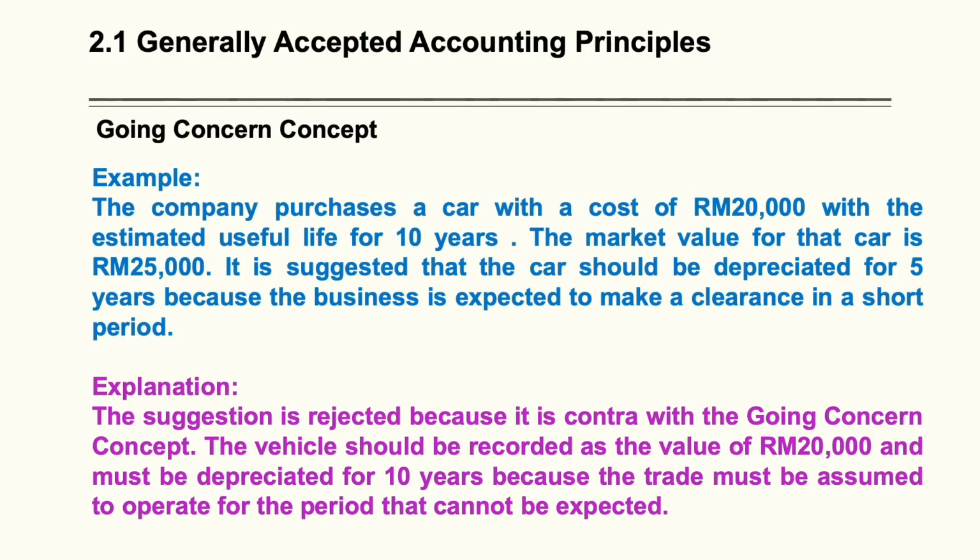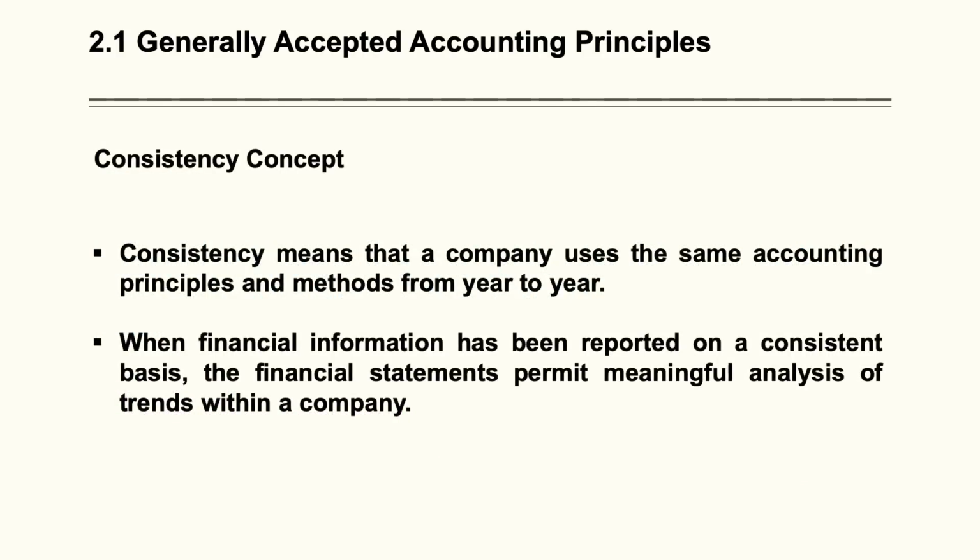So the vehicle should be recorded at a value of RM 20,000 and must be depreciated for 10 years, because the trade must be assumed to operate for a period that cannot be expected. Now we're going to look at concept number 6, the consistency concept. What does it mean? Consistency means that a company uses the same accounting principle and method from year to year.